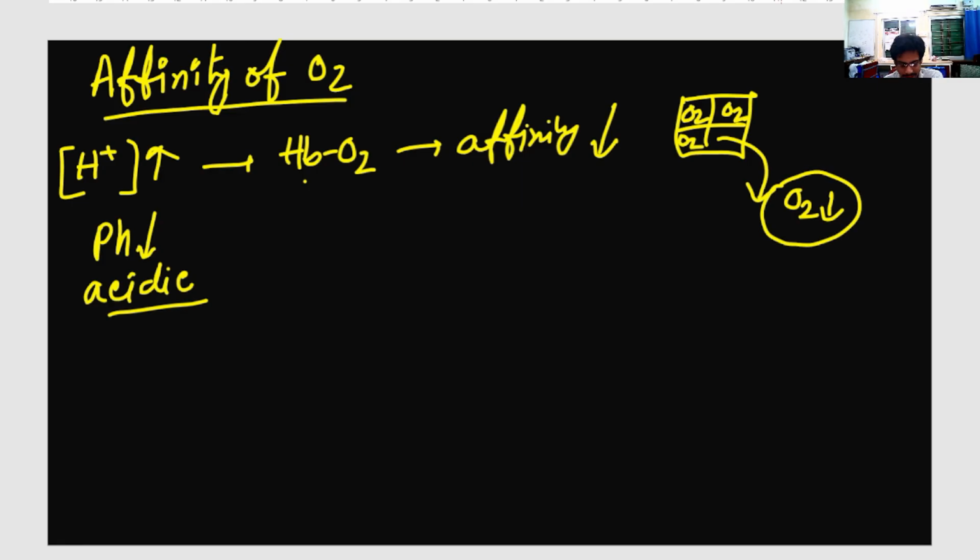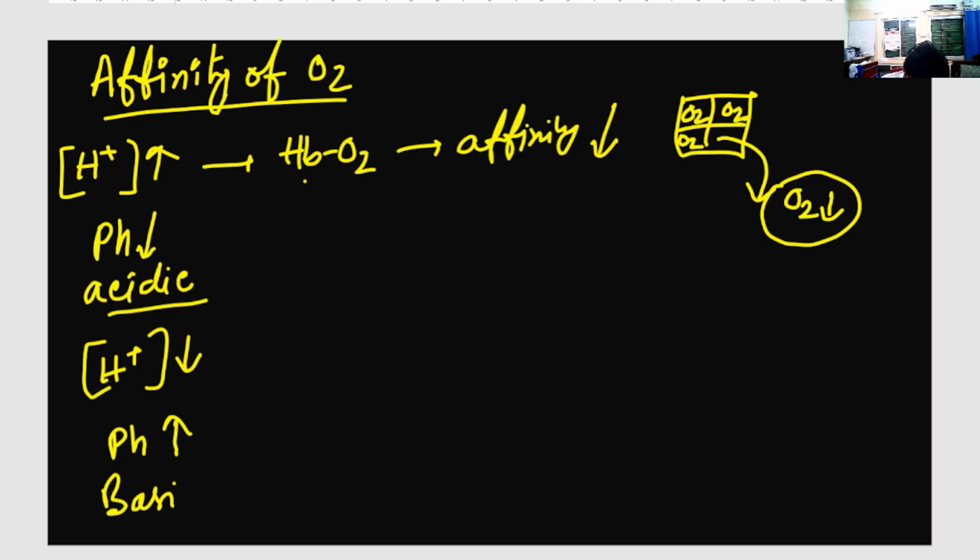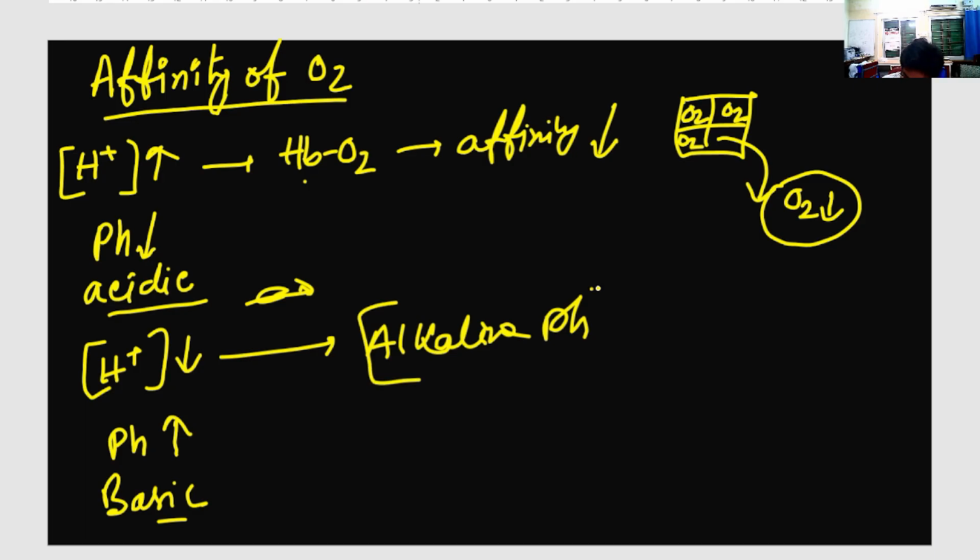So if acidity is increased, let's talk about another scenario, where H plus ion is decreased, that means pH is increased, that means it is basic in nature. In basic condition, that is the alkaline pH, affinity is increased. If affinity is increased, then oxygen will attach with the hemoglobin.